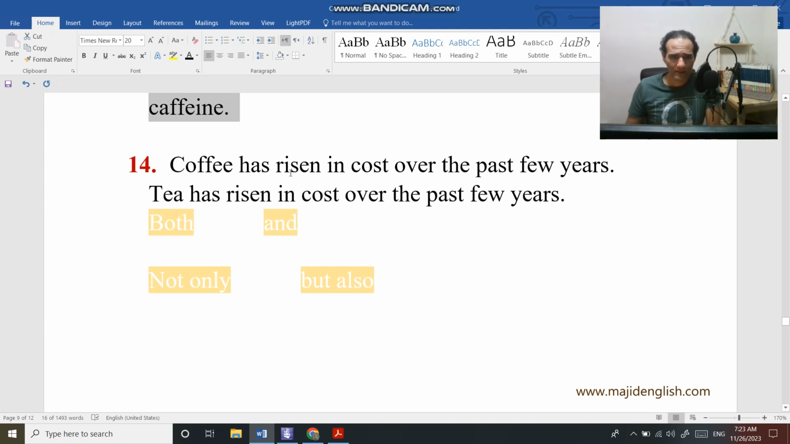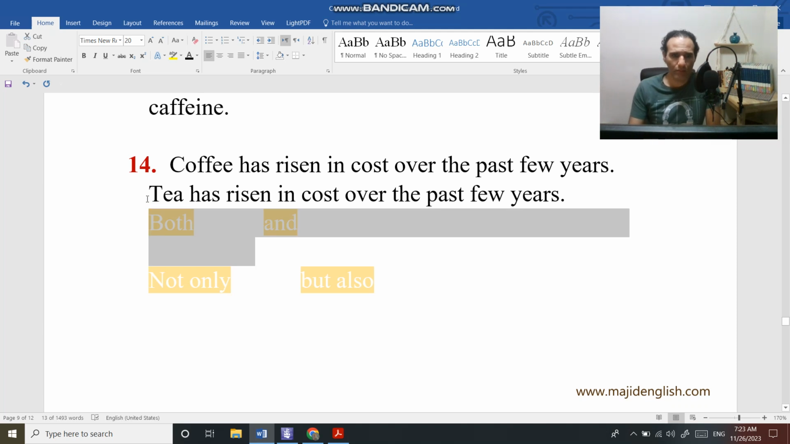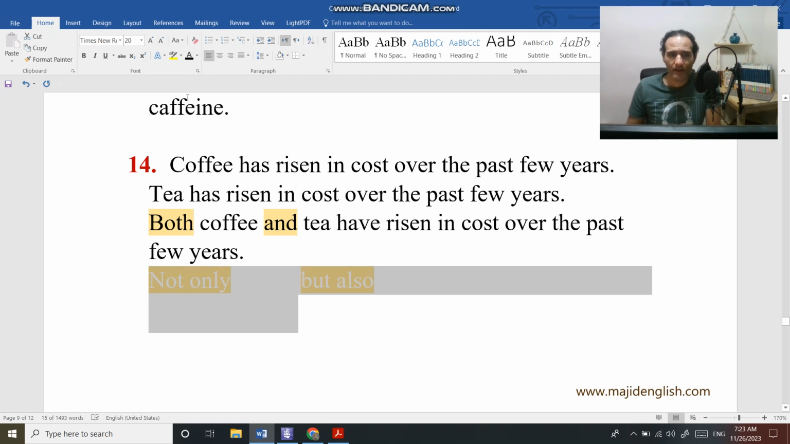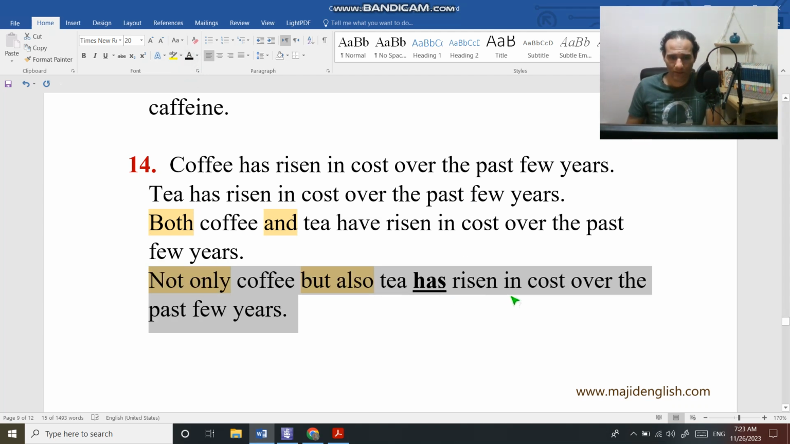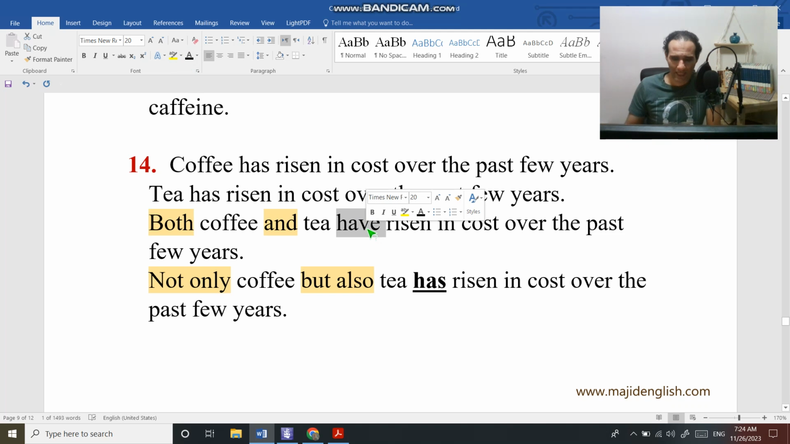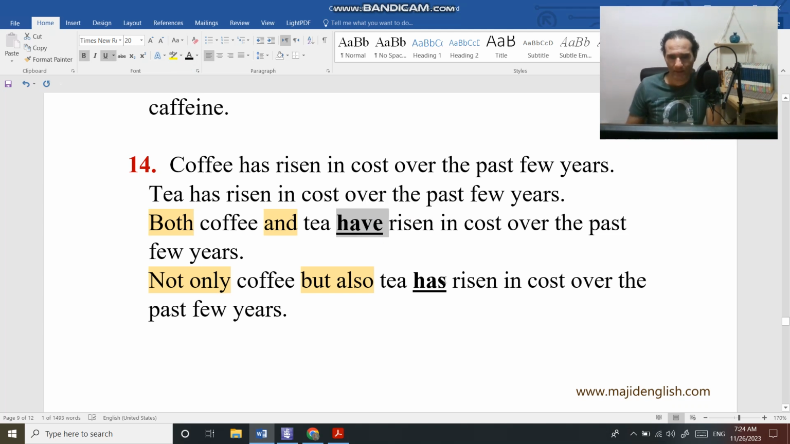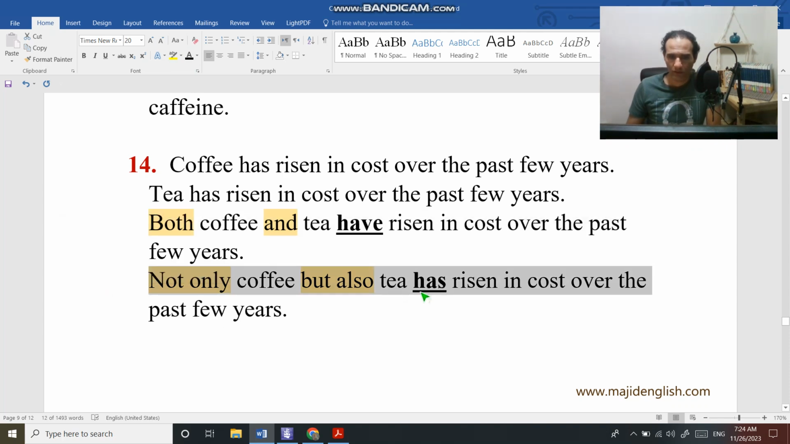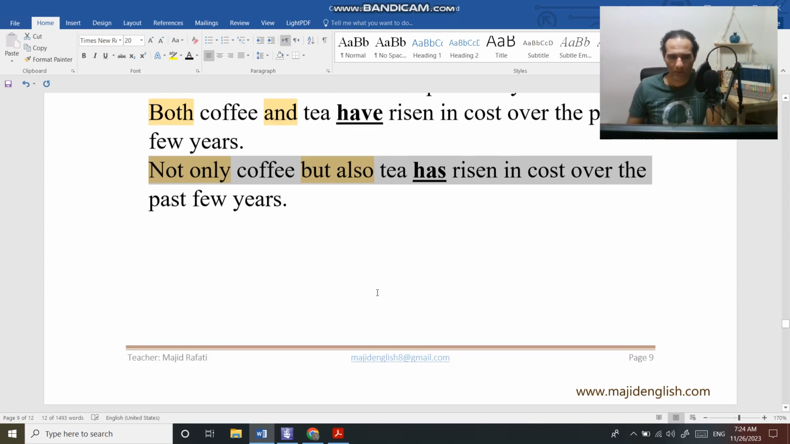Coffee has risen: rise, rose, risen. Coffee has risen in cost over the past few years. Tea has risen in cost over the past few years. Both coffee and tea have risen in cost. Not only coffee but also tea has risen in cost. So here, have risen in cost, there, has risen in cost. With both...and, the verb is always plural. With not only...but also, the verb agrees with the closest subject.